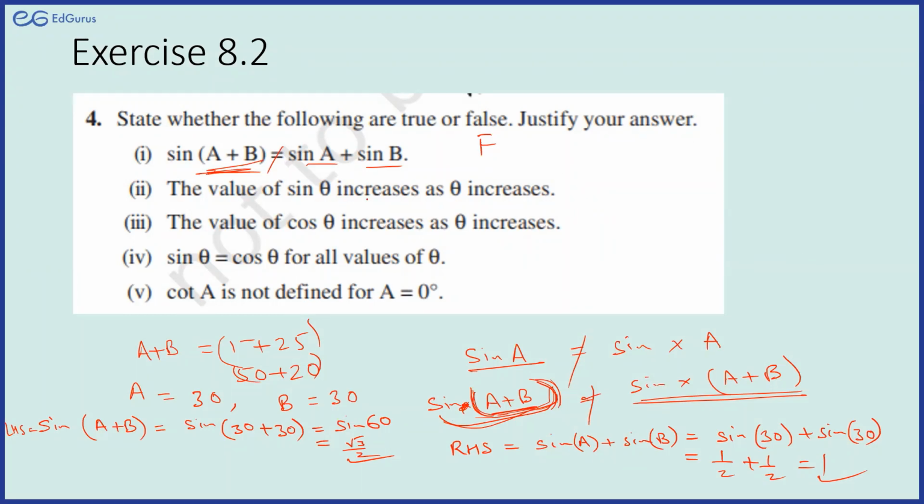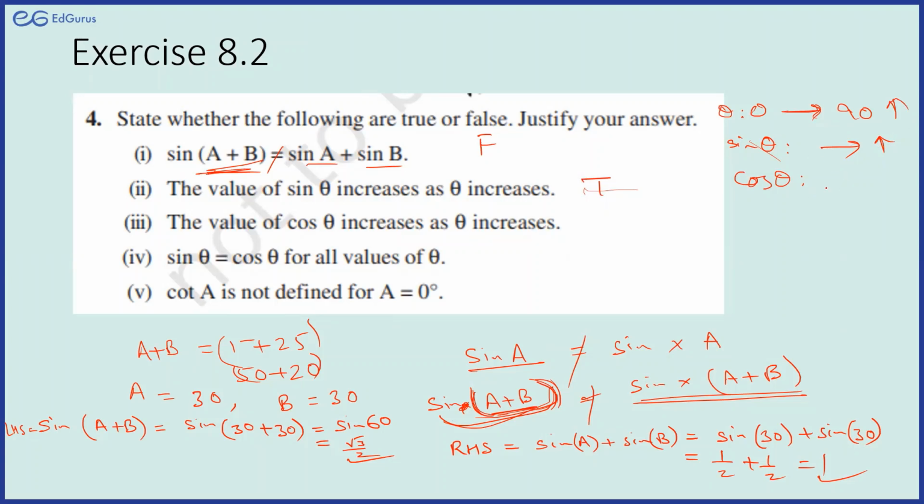Now, the value of sine theta increases as theta increases. As theta goes from 0 to 90 degrees, does sine theta also increase? Yes, true. Very good. This is true. The value of cos theta increases as theta increases. So as theta is increasing from 0 to 90 degrees, does cos theta increase?